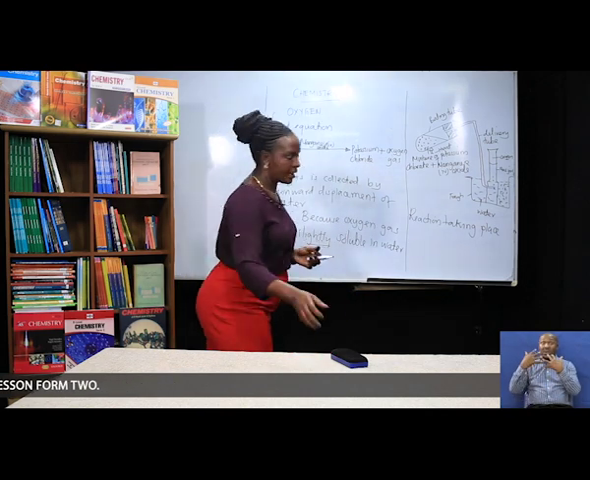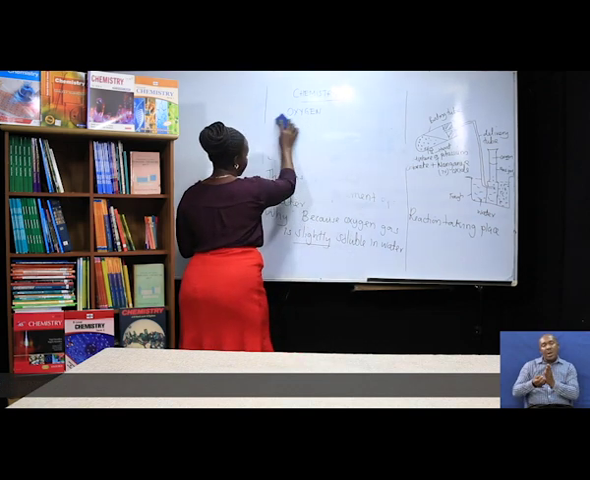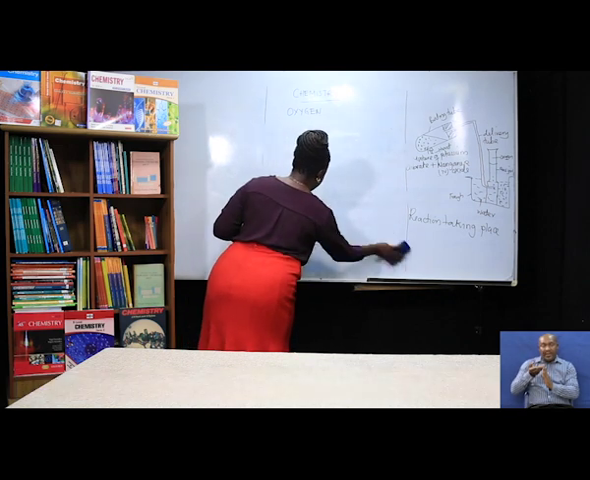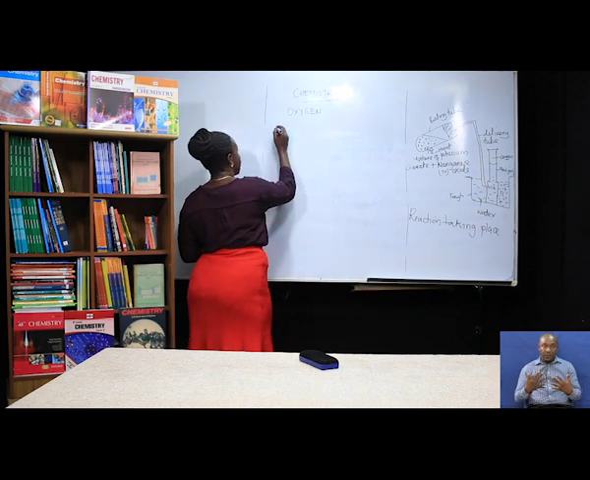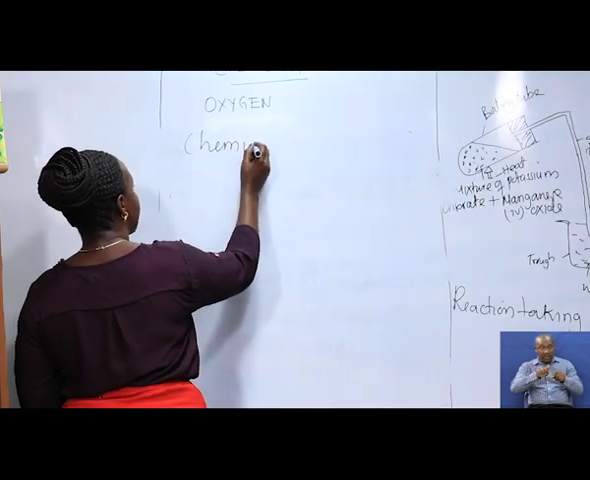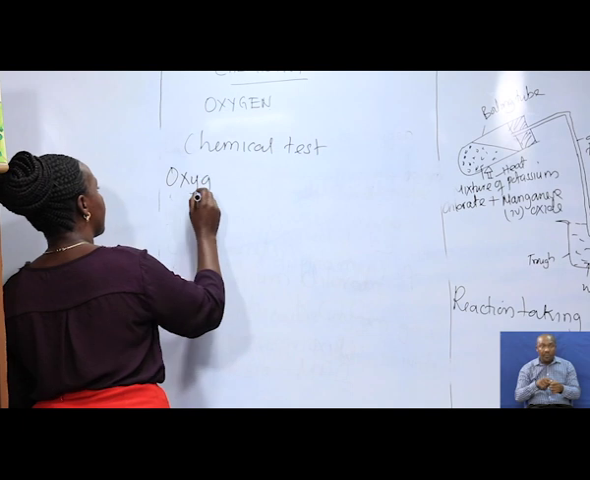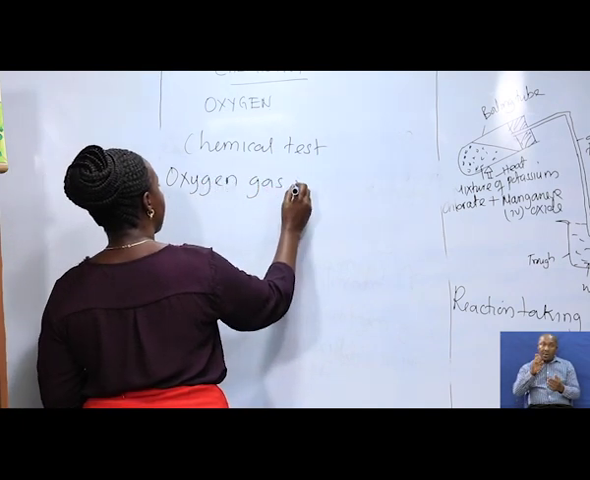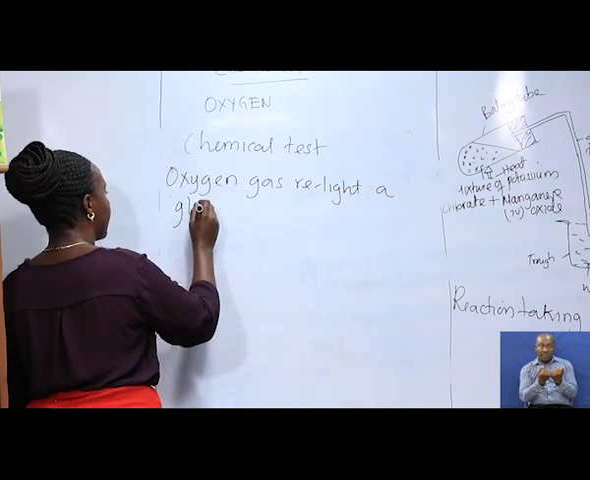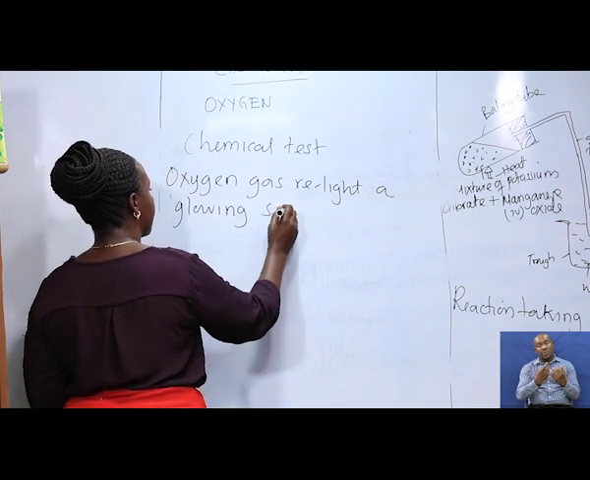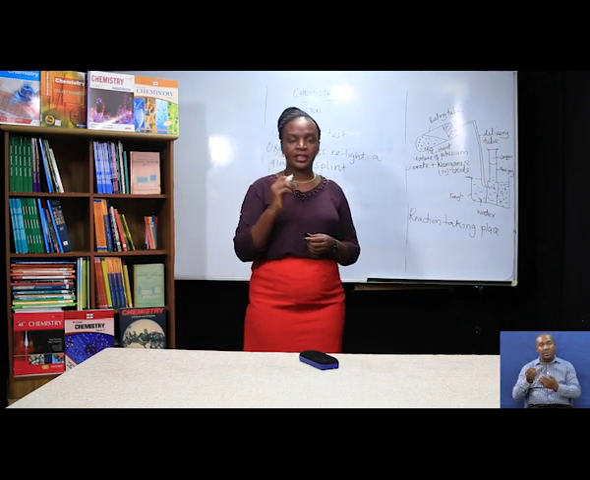Oxygen gas relights a glowing splint. In another way, it rekindles a glowing splint. So we call it the chemical test of oxygen. Chemical test: oxygen gas relights a glowing splint, or rekindles a glowing splint. So this is a chemical test for a gas collected in the lab.